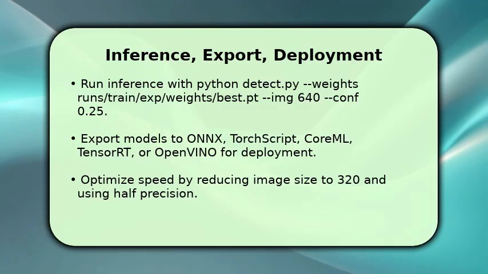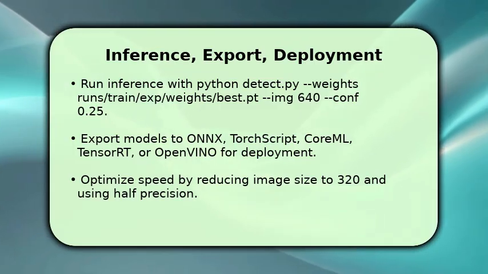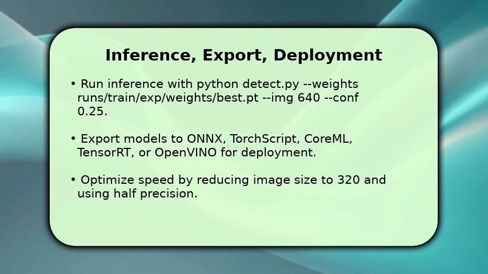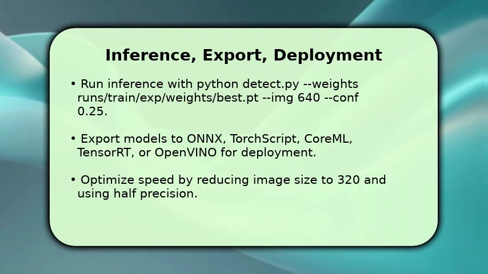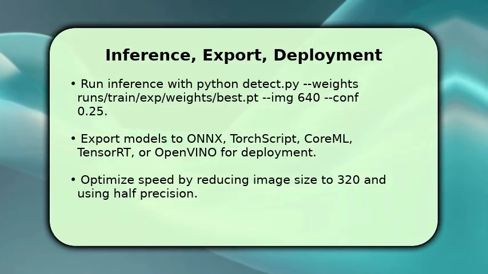Run inference with python detect.py --weights runs/train/exp/weights/best.pt --img 640 --conf 0.25. Set source to images, video files, folders, or a webcam index like 0.